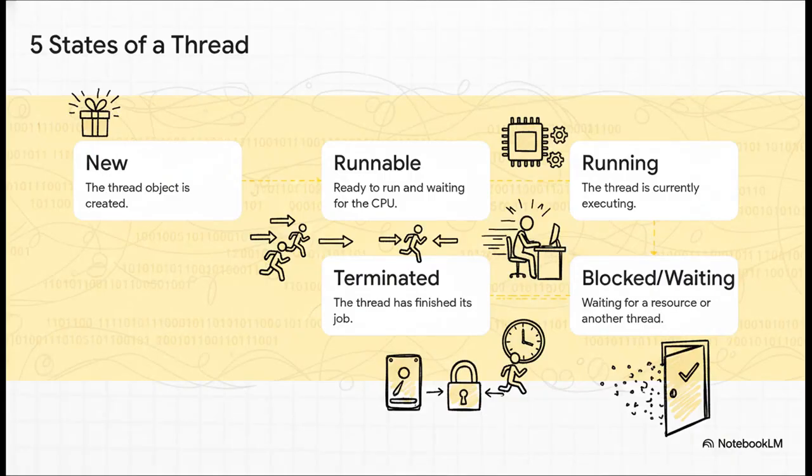A thread starts as new the moment it's created. That's our waiter clocking in for their shift. Then it becomes runnable, meaning it's ready to go but just waiting for the CPU to give it a task. Running is pretty self-explanatory. It's actively doing its job, serving a table. Blocked means it's stuck, waiting for something, like that dish from the kitchen. And finally, terminated means its job is done, shift's over.